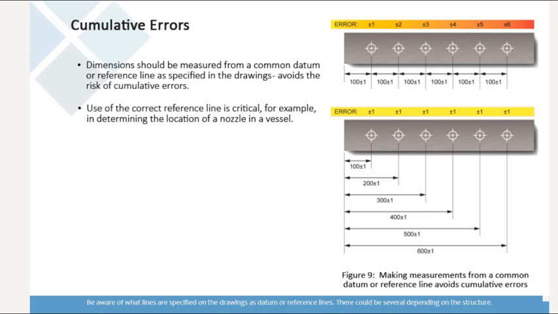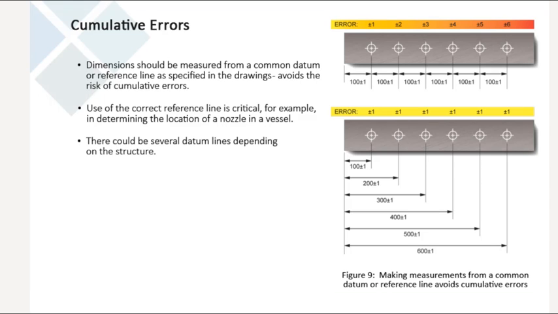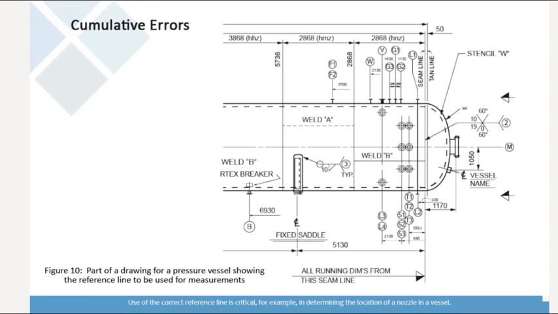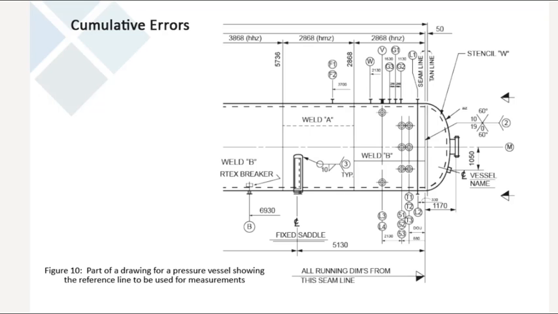Be aware of what lines are specified on the drawings as datum or reference lines. There could be several depending on the structure. Use of the correct reference line is critical, for example, in determining the location of a nozzle in a vessel. An example of a datum line in a drawing is shown.